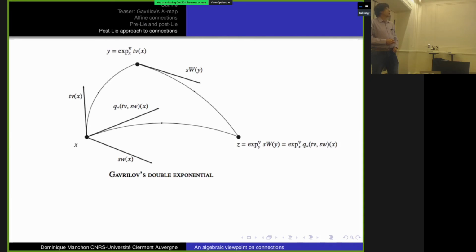Now, from Y, I follow that direction, S big W. And what is big W? It's given from small w by parallel transporting this vector along this geodesic. And now I can continue the game. I follow this geodesic in the direction of big W, and I end up in a third point, which is Z. And now I want to go directly from X to Z, following this direction, which is the double exponential by definition of the two directions there. So it's a kind of geometric Baker-Campbell-Hausdorff formula, but in general it's not associative, unless your connection is flat.